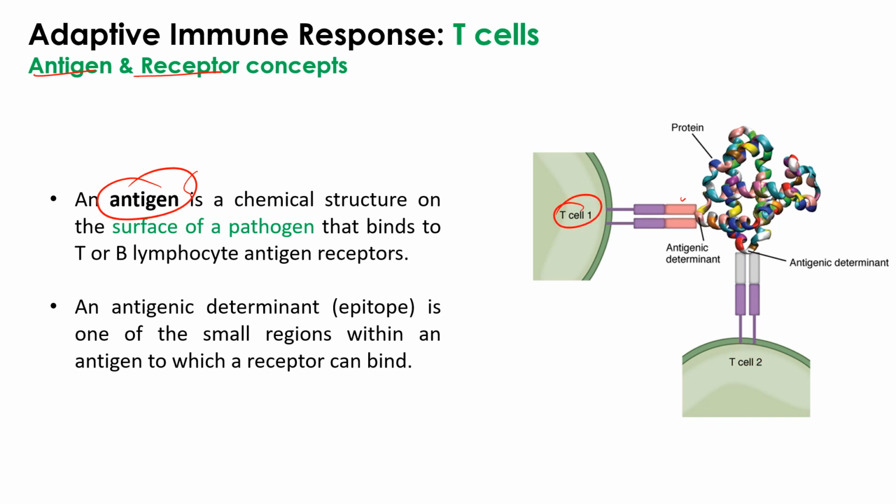That's why we have T cell 1 and T cell 2. Notice that this is color coded. The constant region is still purple, and what changed in terms of colors are these ones. Those are the variables. This variable region will interact specifically with that part of the antigen, and that specific part of the antigen, which is known as the antigenic determinant, is what we call the epitope. So an epitope is a little piece of an antigen, the part that the receptor interacts with or attaches to.